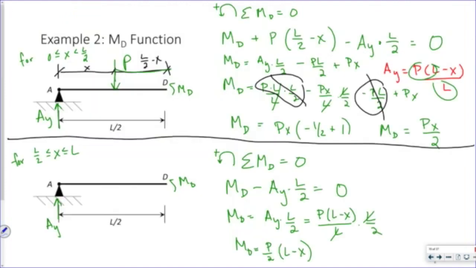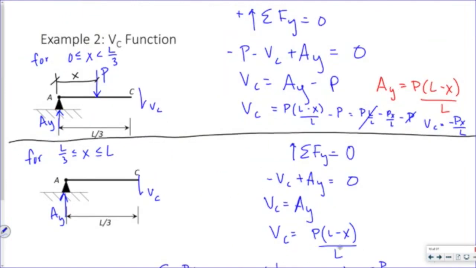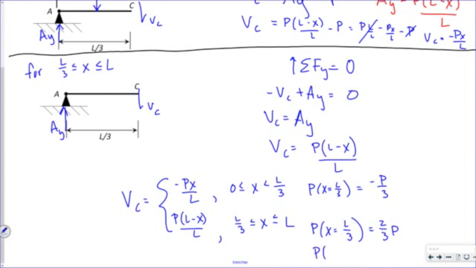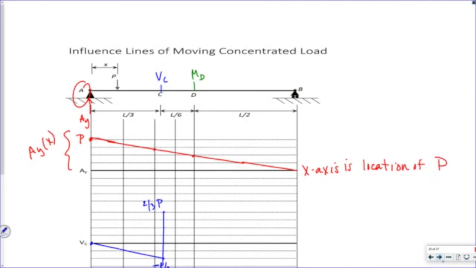If I go back and look, P at x equals L, not P, sorry, this is V of C. V at point C at x equals L, L minus L is 0, I get 0. It's a linear function, so I know that it's going down to 0. It looks like that, right?